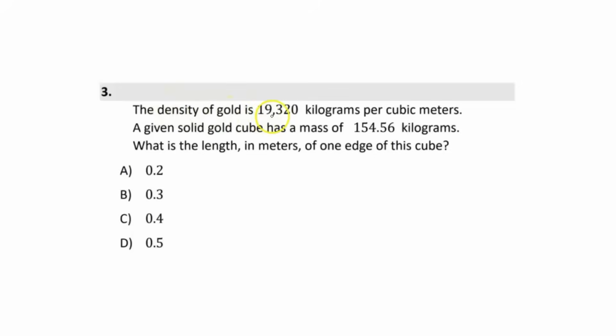The density of gold is 19,320 kilograms per cubic meter. All right, let's write this as cubic meters. A given solid gold cube has a mass of 154.56 kilograms.